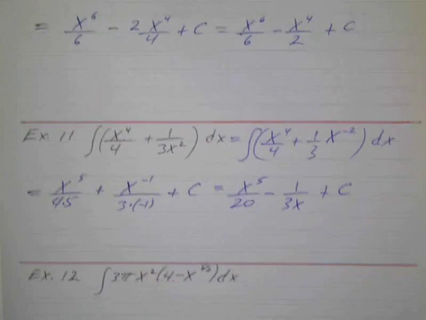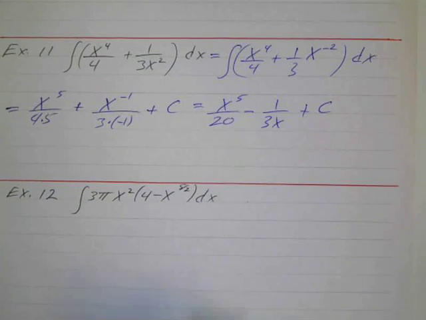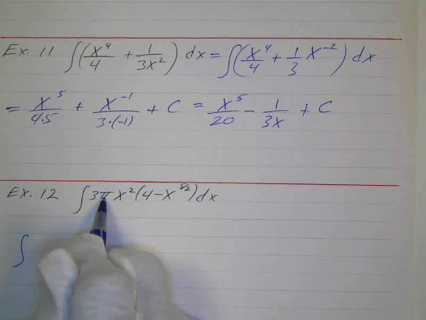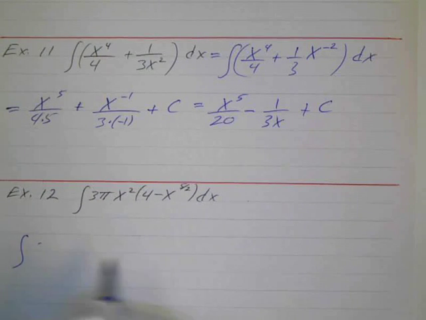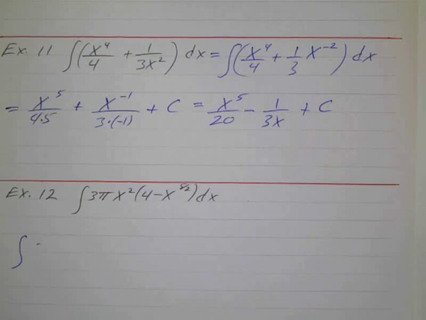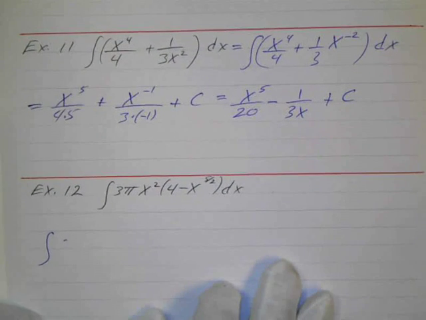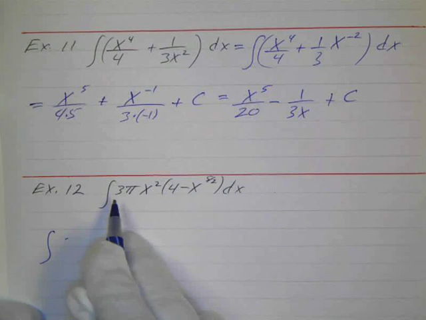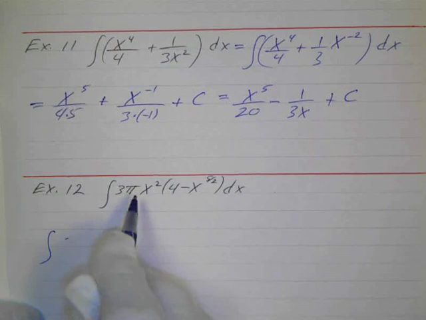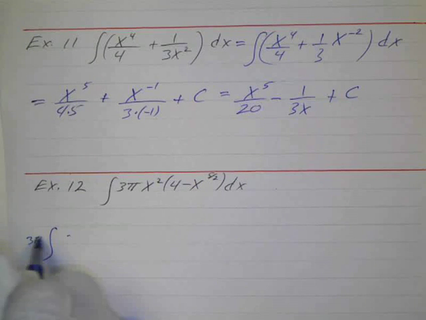And then this last one on number 12 here. All we have to do is use our distributive property to multiply this out. So we could say that this is going to be the integral of, well, actually we could take the 3 pi out and put it right in front because it's a constant. So that might save us a little bit of work. Or we can multiply it out. Either way, because we may have to multiply it out at the end anyway. But let's just bring the 3 pi out for now.